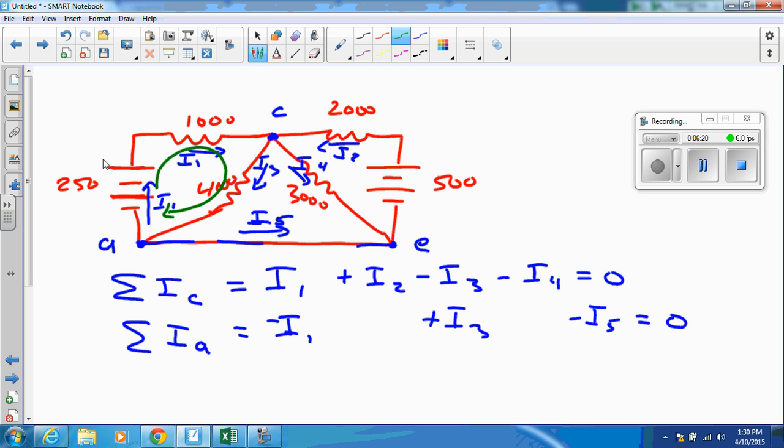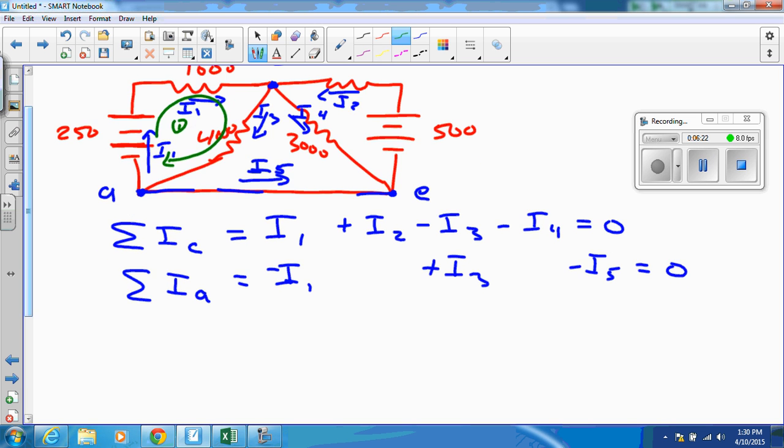Just like so. And if I do call that loop number 1, then the sum of voltages around loop number 1 is going to be equal to up 250 minus 1,000 I1 minus 4,000 I3. Now let's double check the signs on these. Why up? Because I'm going from minus to plus on the power supply. Here the current is going this way, and current goes from plus to minus, so I'm going from plus to minus on this resistor. Here the current's going this way, so it goes from plus to minus, so I'm going plus to minus on this resistor also.